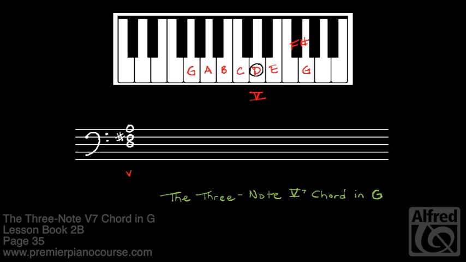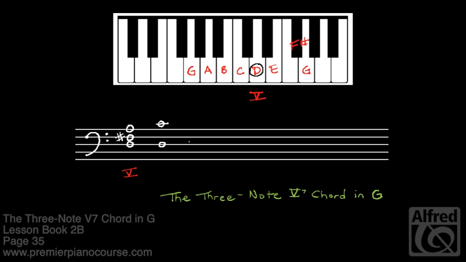Remember that to create the 5-7 chord, a fourth note is added to the 5 chord. This note is the interval of a seventh above the bottom note. So here the bottom note of our chord is D, and a seventh above D is C.